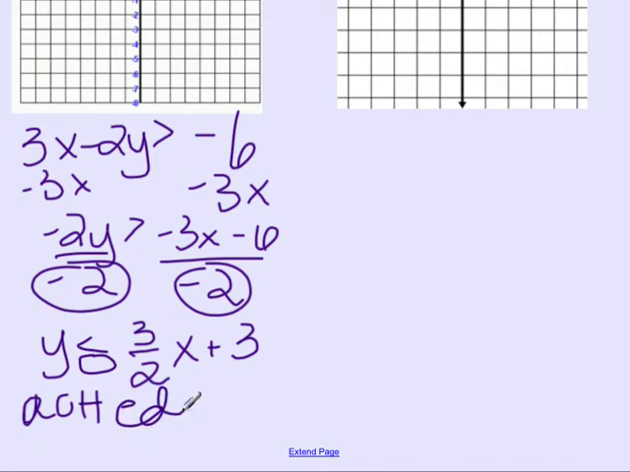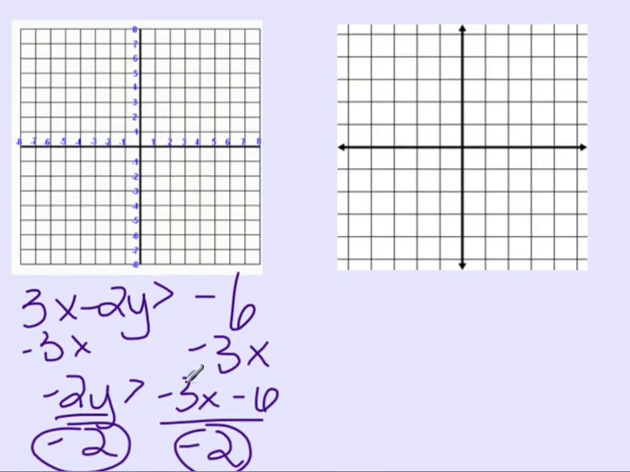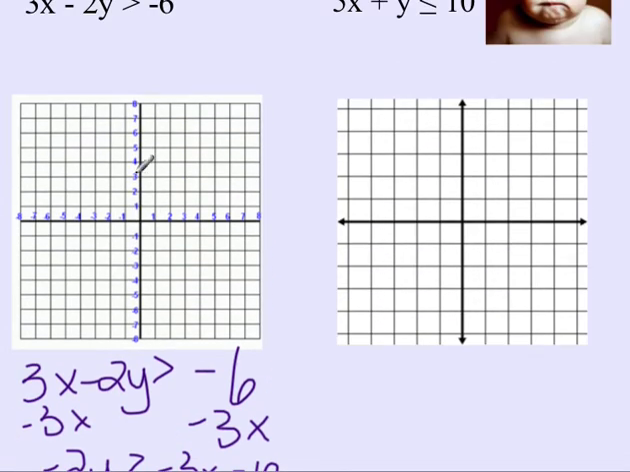And I noticed that at the very end, after I've solved everything, the alligator's facing away from the y, which means I need to shade down. You always look at your final answer when it comes to shading. So we're crossing the y-axis at 3, and then my slope is 3 over 2. So I'm going up 1, 2, 3, and over 2.